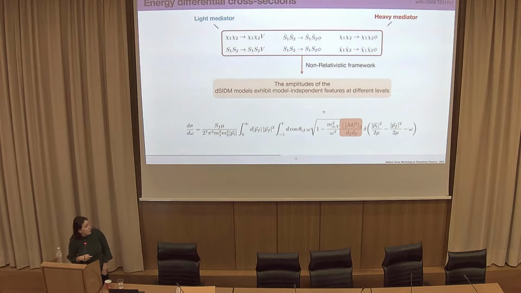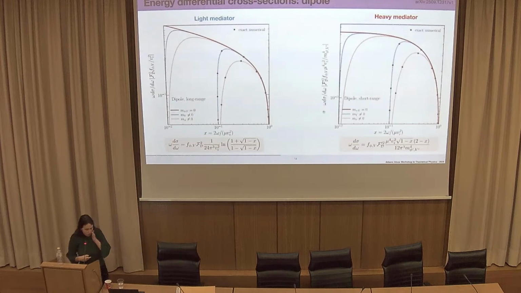One way to test our expression, and also one nice quantity to derive, is the so-called energy differential cross-section, which is the differential cross-section multiplied by the energy of the emitted particle. And let me just flash you quickly some results about this.